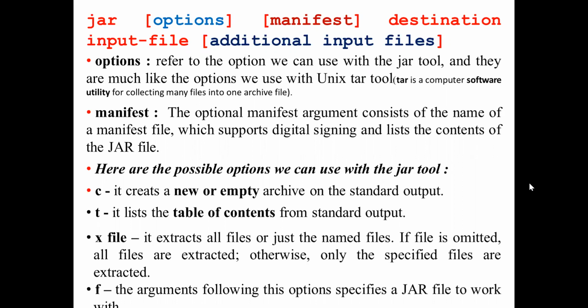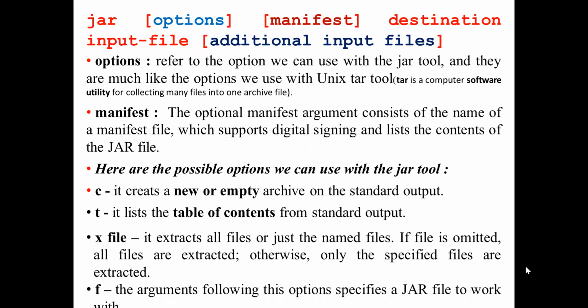Now we can see some of the possible options we can use with the jar tool. The first one is the option c. C creates a new or empty archive on the standard output. The second one is t. It lists the table of contents from the standard output. So c creates a new or empty archive, and t gives the table of contents.